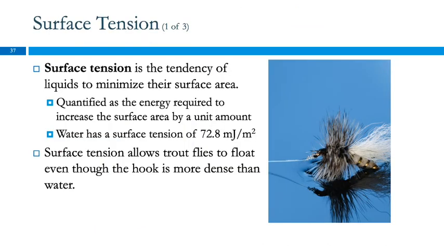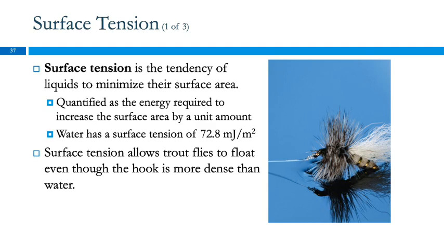Here we have another illustration. We have a trout fly floating on water. And the fly is more dense than the water. It's got a metal hook in it, for goodness sake, and yet it'll sit on top. So that's, again, due to surface tension.